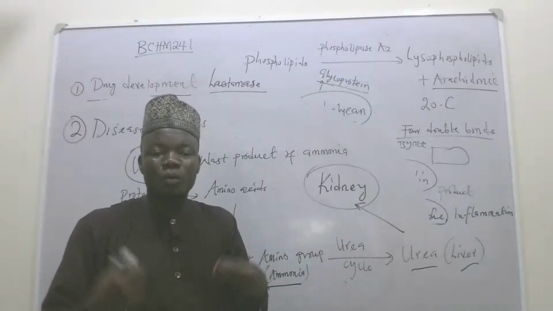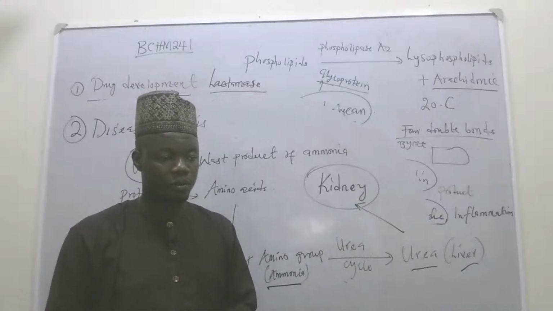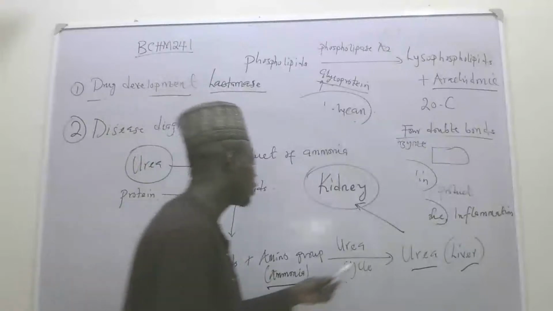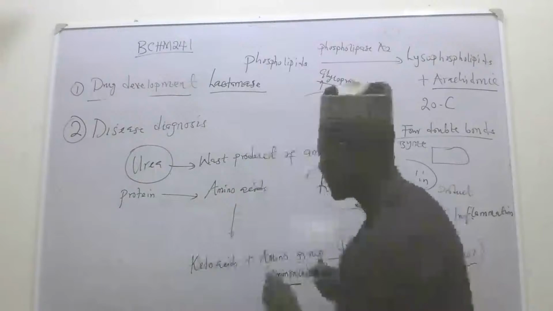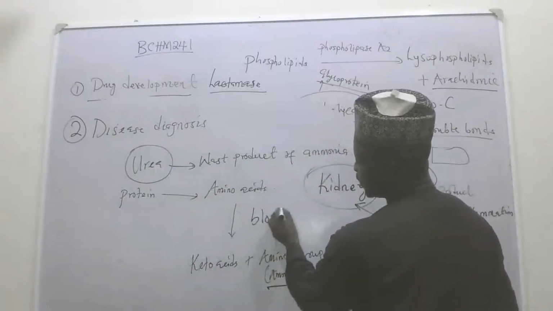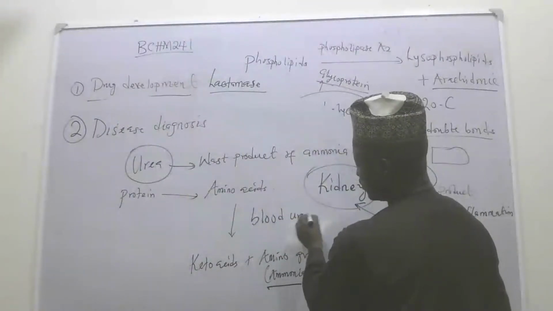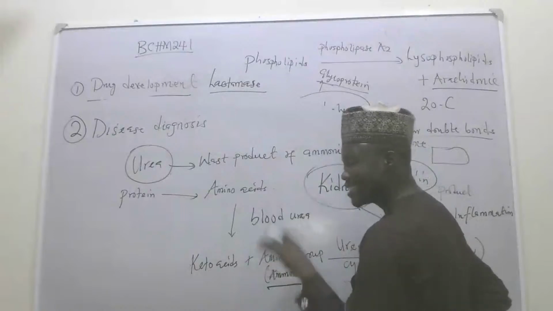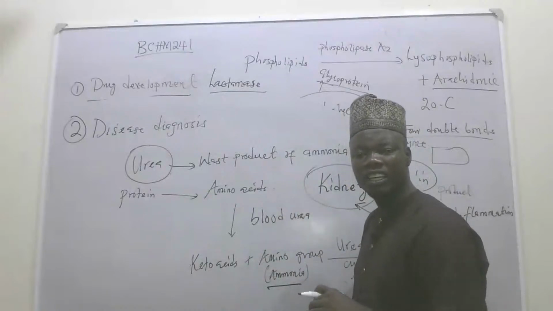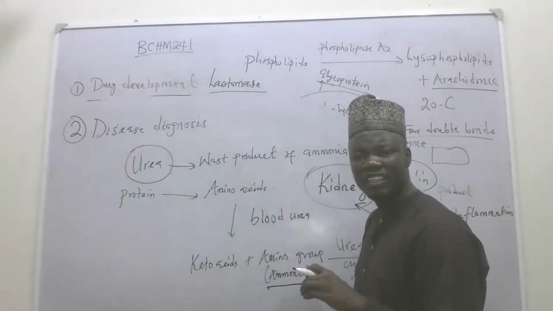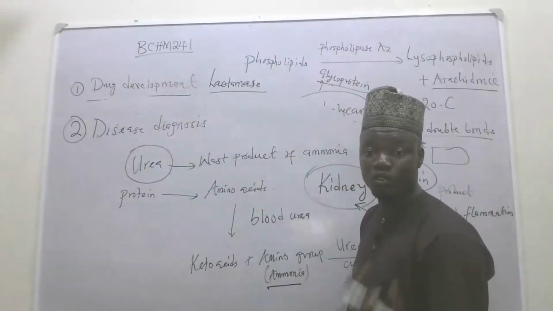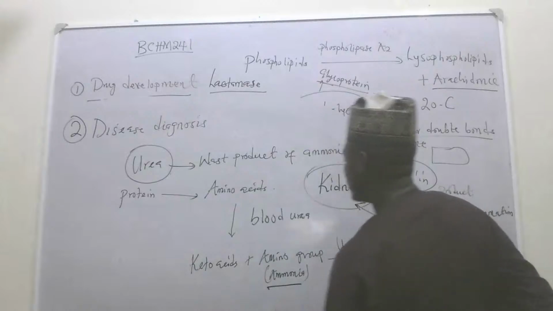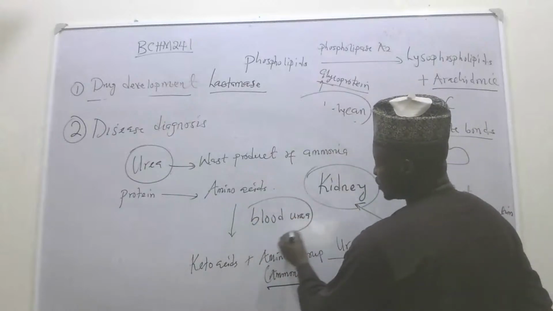So normally in our body we have a range of urea in our blood. Naturally, we have urea in our blood, and it has its normal range. Yes, I'm not yet finished, so we are still on it. So we have a normal range of urea.